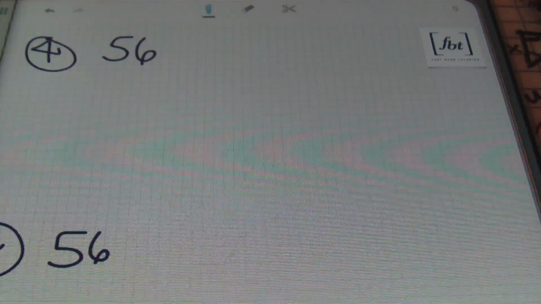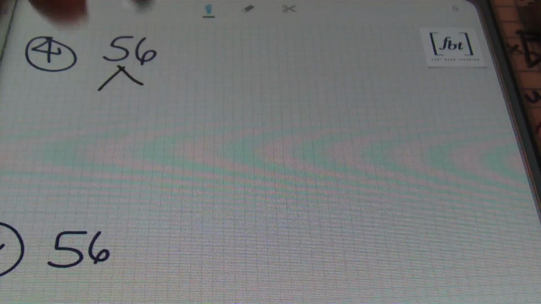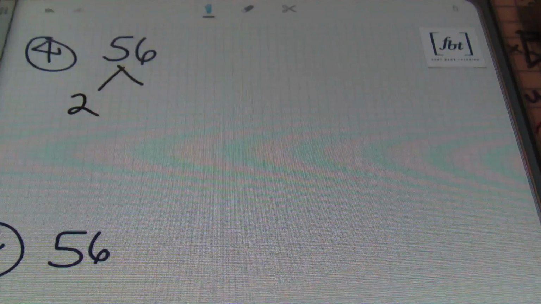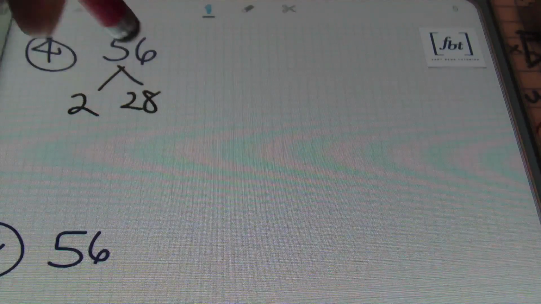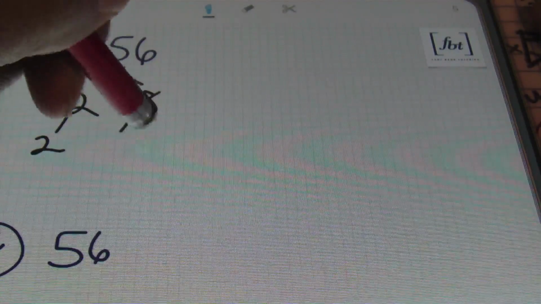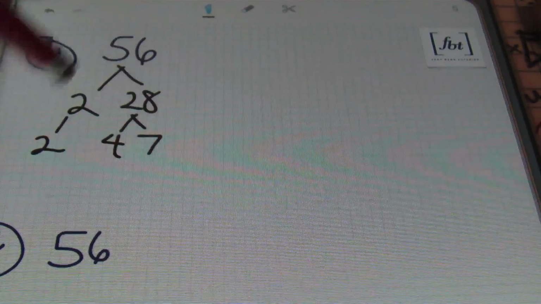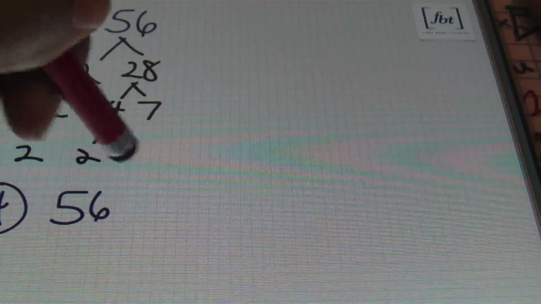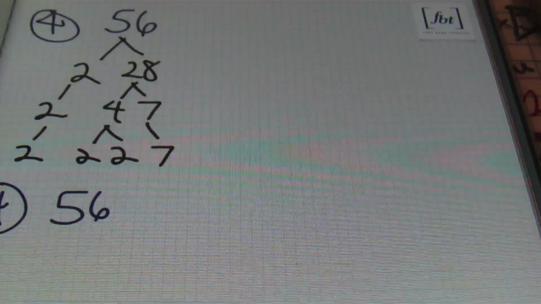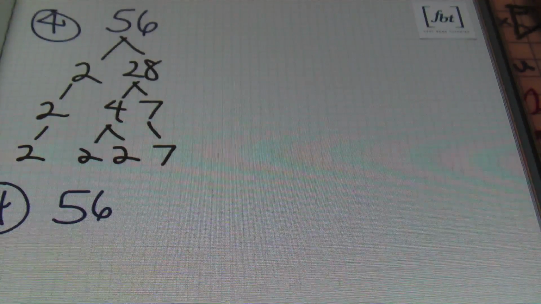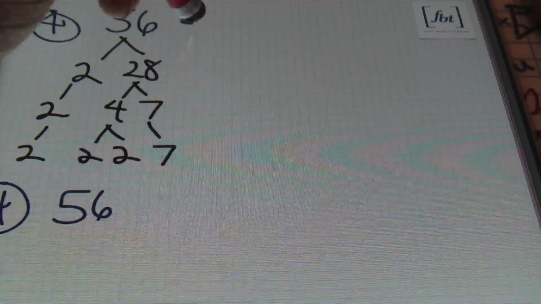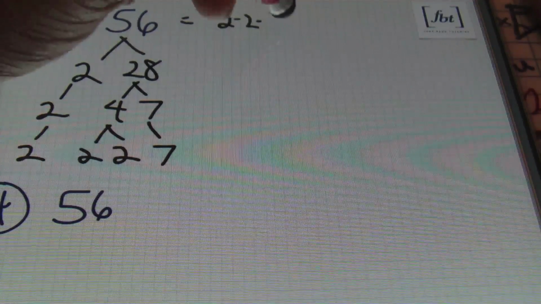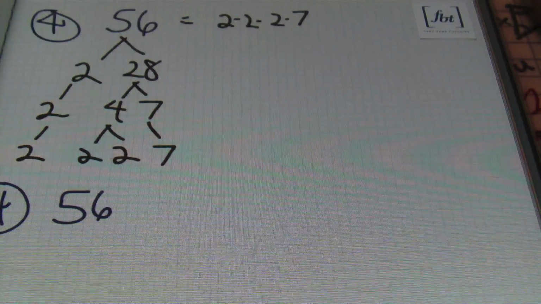Here we go. Problem number 4. This problem, we have 56, right? So if I'm going to use the factor tree, I'm going to break this down. I know it can be divided by 2. So this is going to be 2 times 28. Bring down this 2, and I'm going to break this down to 4 times 7. And then from there, I'm going to say that I have 2. This 4 breaks up into 2 times 2. I'm going to bring down this 7. And these are all prime numbers that are left over. That means I'm done. So 2 times 2 times 2 times 7 is going to be the prime factorization.